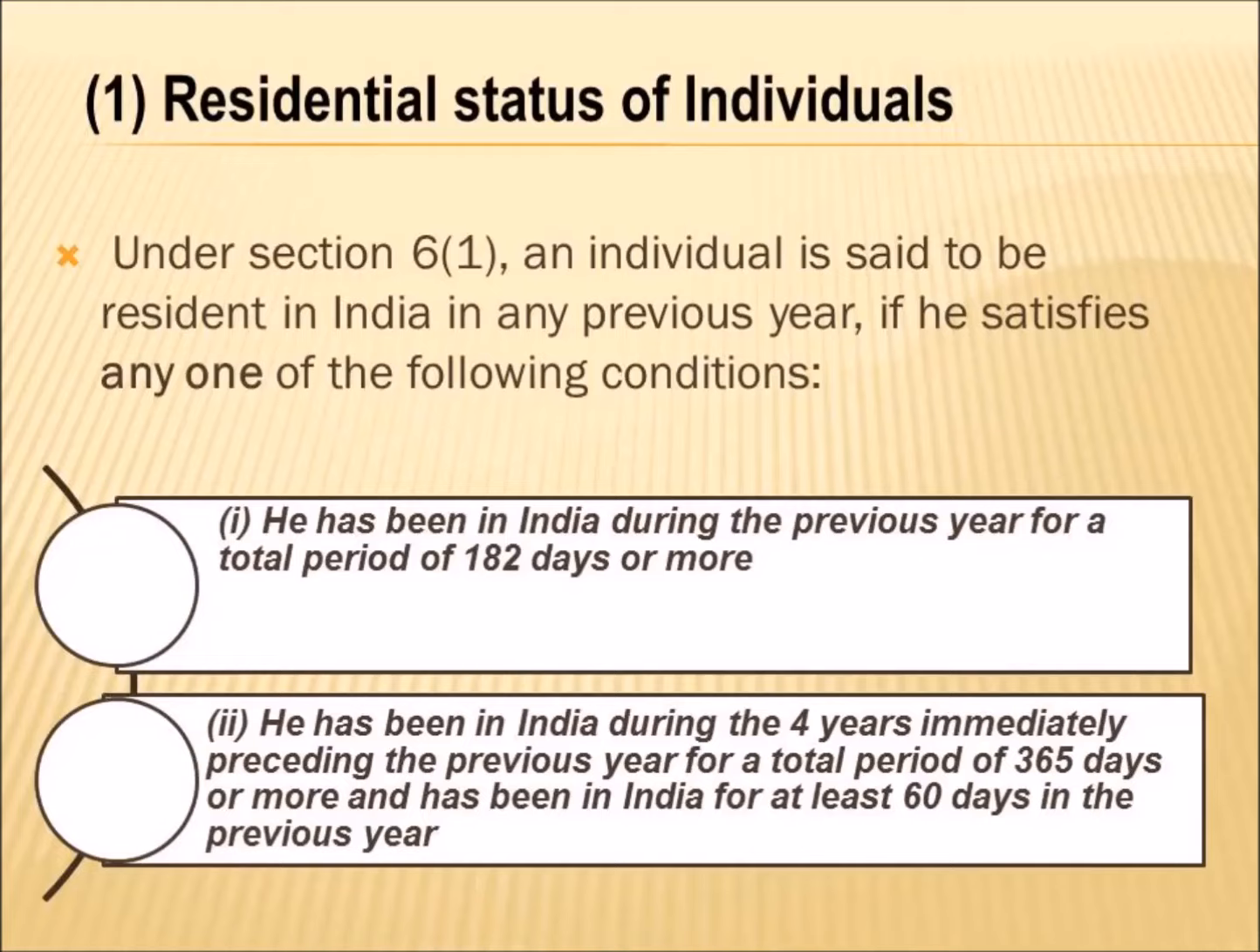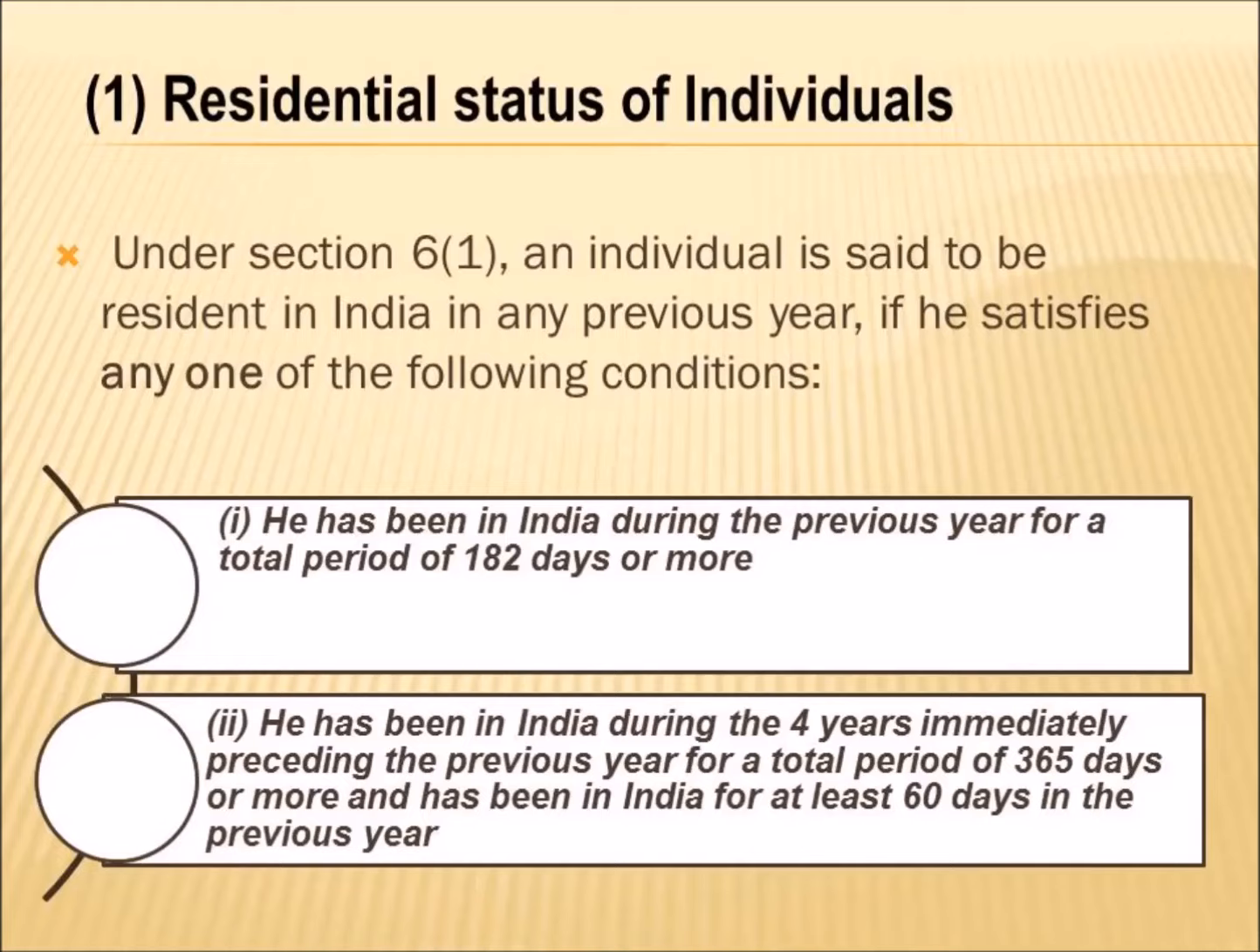So these are the two conditions given under section 6(1) of the Income Tax Act. The assessee has to fulfill any one of the following conditions in order to be said a resident in India under section 6(1). It is given under section 6(1) that an assessee, an individual, is said to be resident in India in any previous year if he satisfies any one of the following conditions.